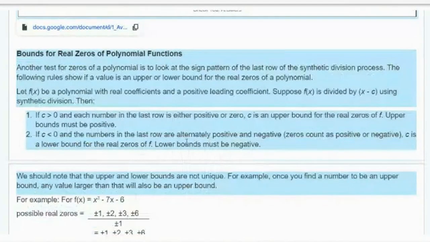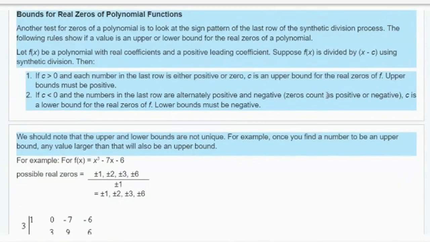Now let's look at possible bounds. Bounds is like boundaries, right? So here's another test for zeros: look at the sign pattern of the last row when we do synthetic division. We're going to do synthetic division on 1, and we're going to look at the possible bounds. So let's see what they're looking at here.